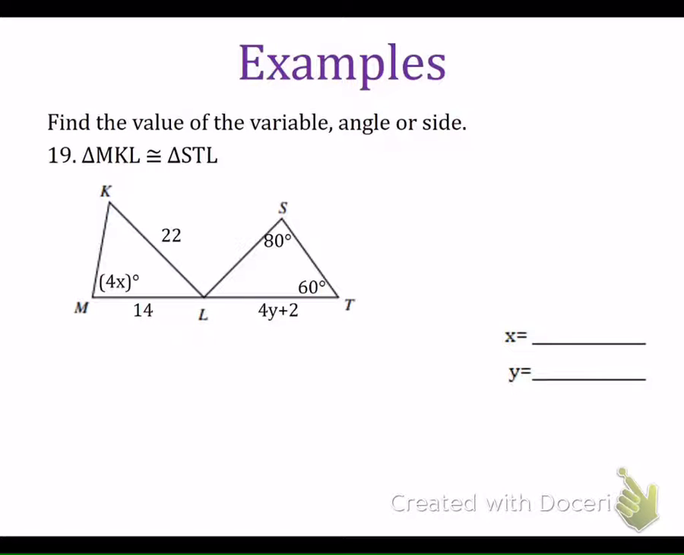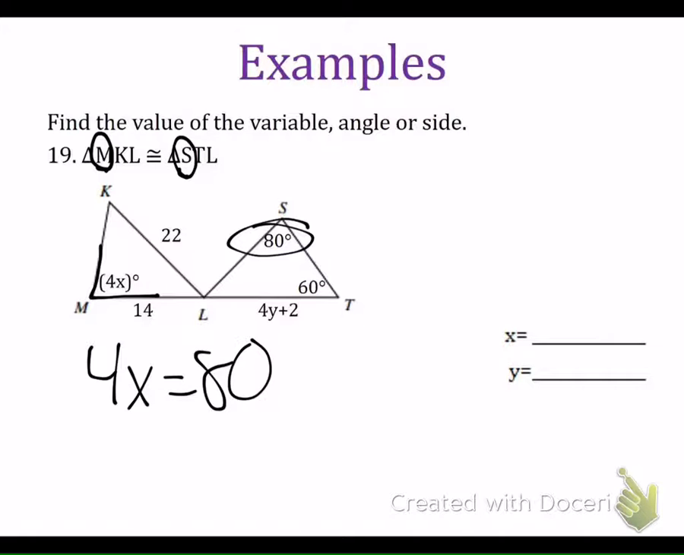All right, number 19. Once again, we are looking for some variables. Where's the x? 4x. 4x is inside what angle? M. And M corresponds with S. Both in the first spot. So make sure you line those up right. So what does x equal? X equals 20. Good.